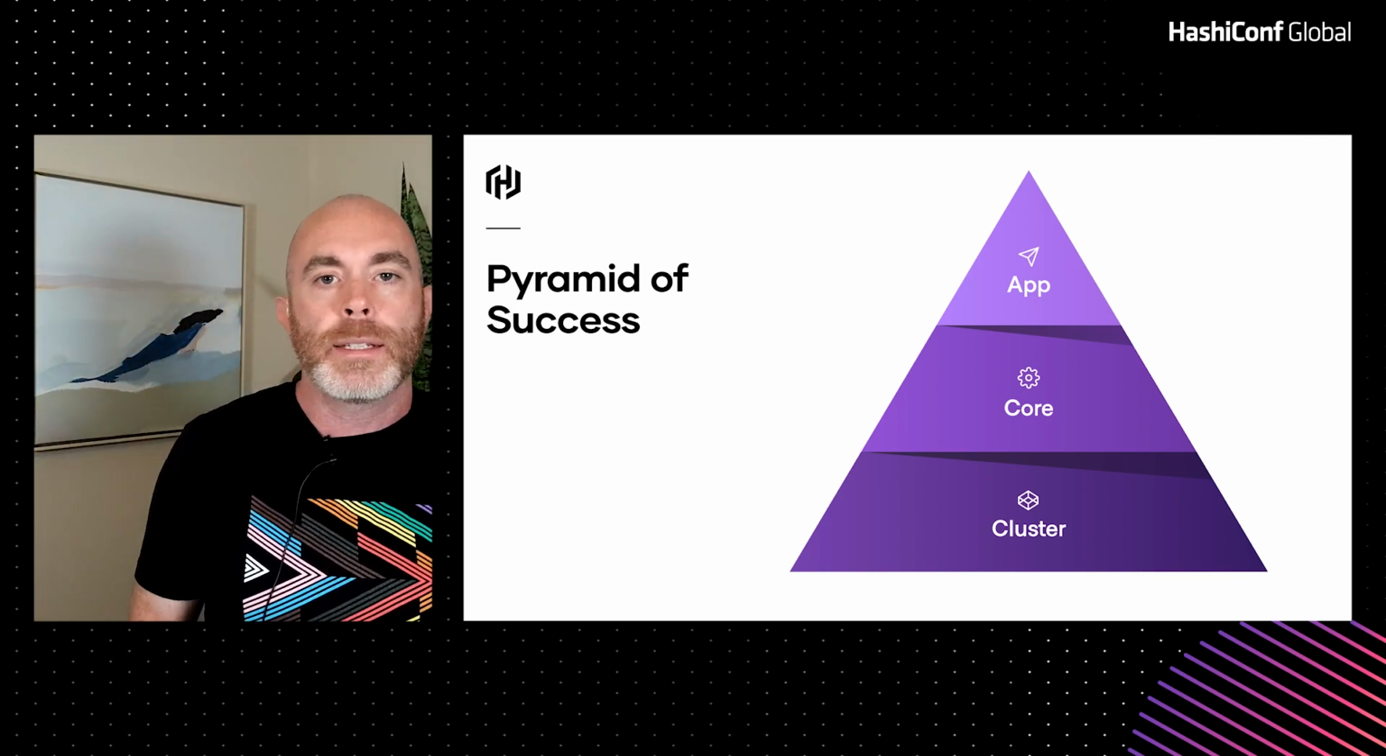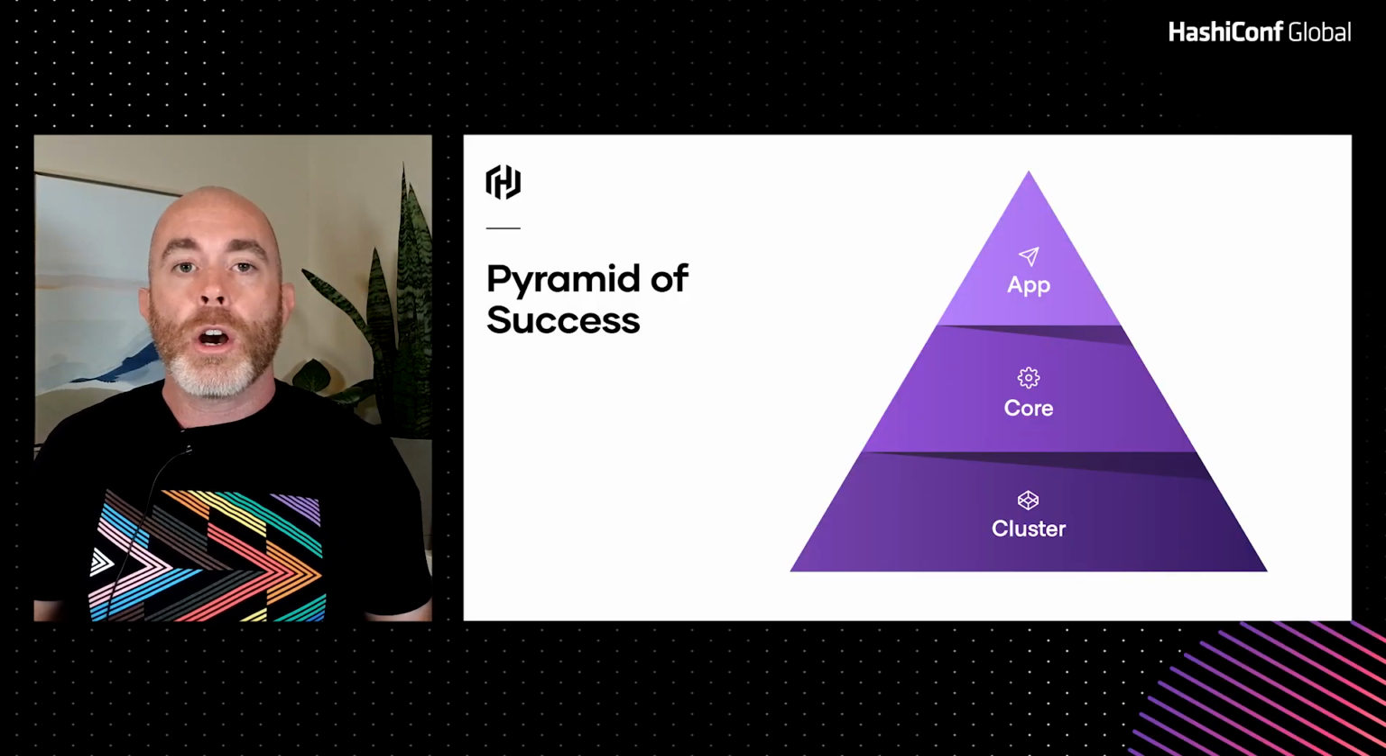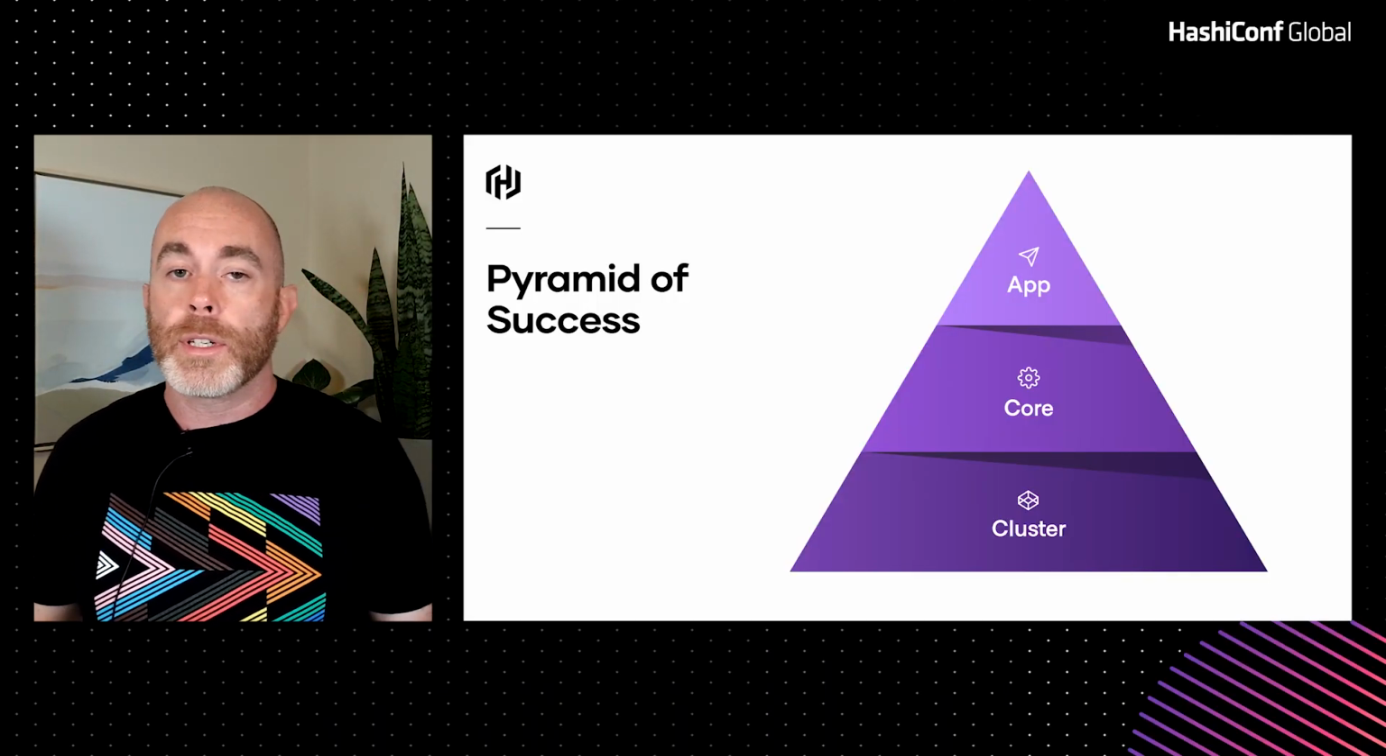So let's break this down. The cluster layer is probably what you think it is. It is the layer of your config where you're applying and creating your Kubernetes cluster. This could be EKS, this could be AKS, this could be GKE. This could be many, many resources that we have to create Kubernetes clusters, which I'll go into in just a minute. The next layer is our core layer or our core services layer.